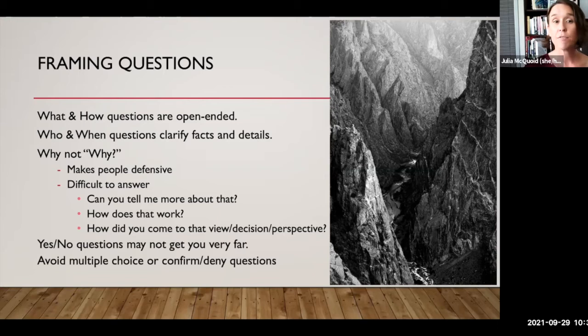So a nice way of elaborating can be to frame it more as, can you tell me more about that? How does that work when that happens, or how did it happen that you made that decision? Instead of, why did you do that?